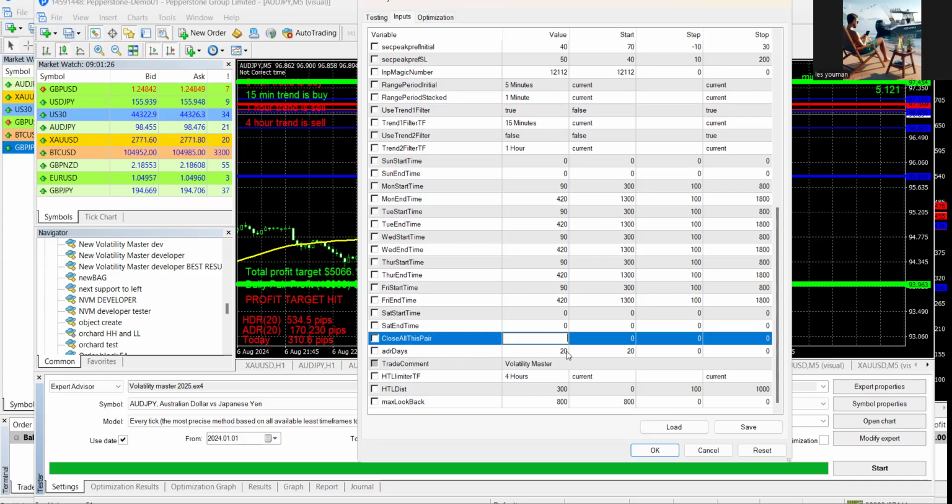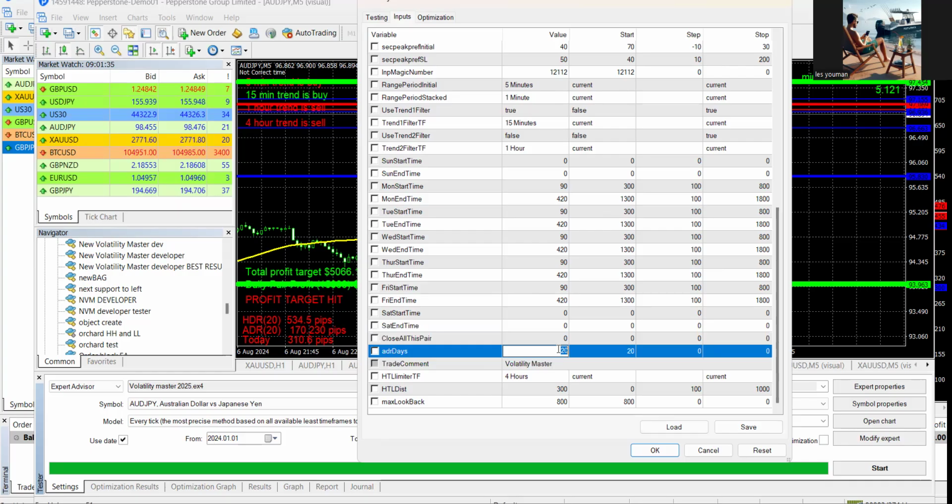ADR days, average daily range, you can set how many days. So you can see in brackets it's 20, which is what I have set here. You can change it to whatever you like, really. But it doesn't matter. These average daily and highest daily ranges don't form any part of the software's calculations. So set it to whatever you like. It's just there for your own use.